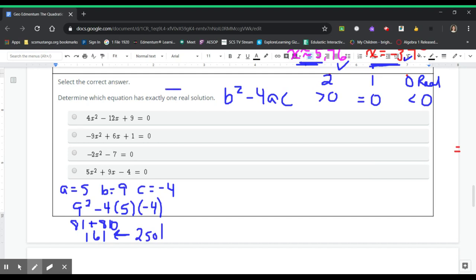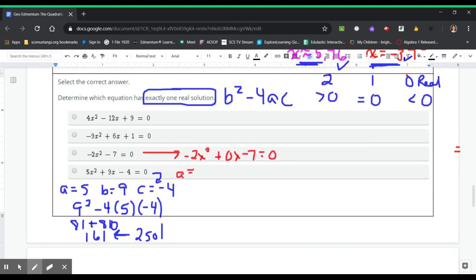And if we're looking for the one that has exactly one real solution, that last one's not going to be an answer for us. So moving on to the next one, I wanted to do this one for you to show you what happens whenever you get these. So we've got negative 2x squared minus 7. There's no b value. So a way that you could be picturing this in your head is we've got negative 2x squared plus 0x minus 7 is equal to 0.